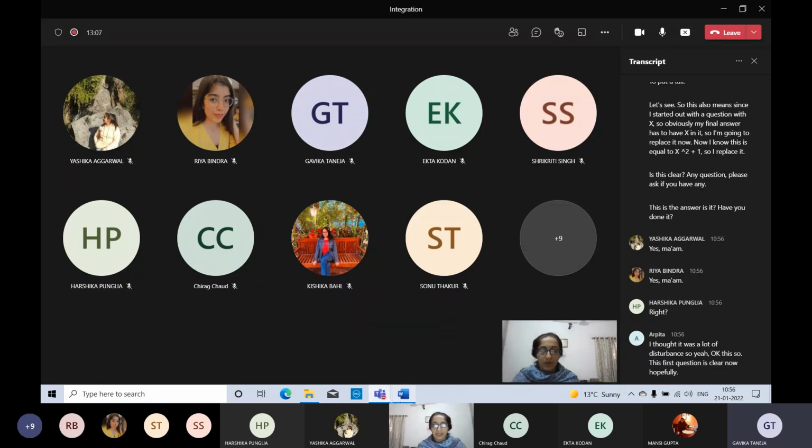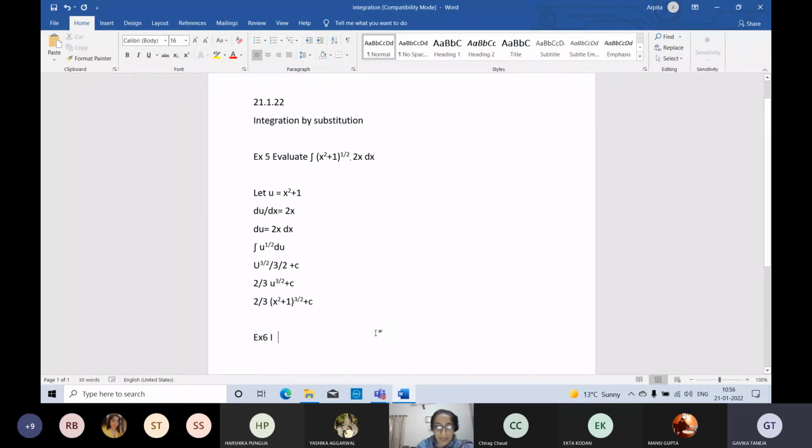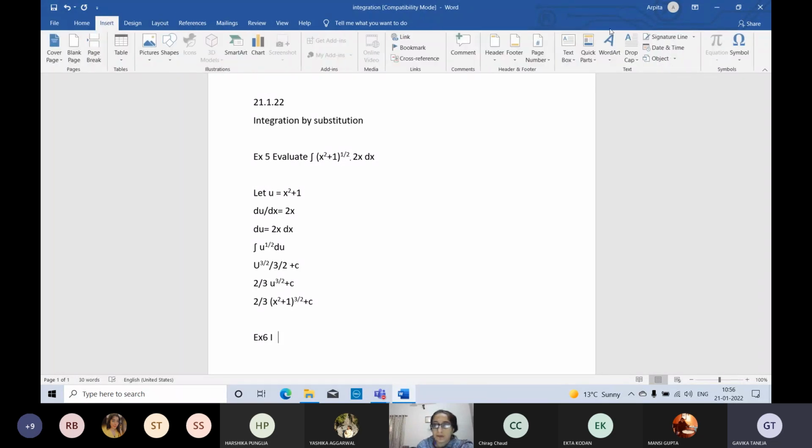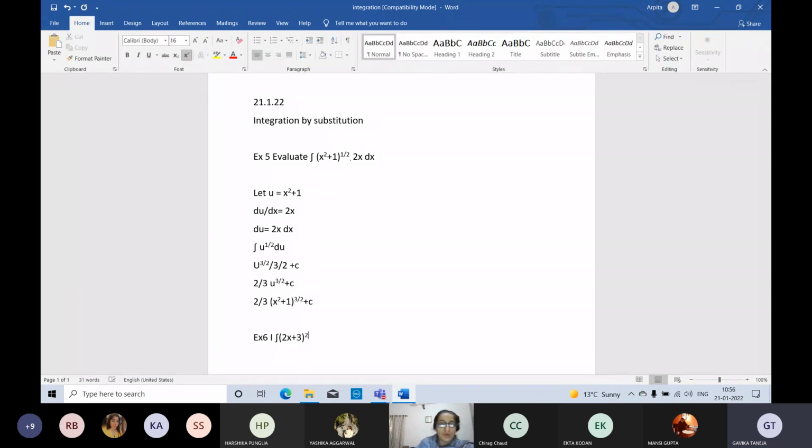Now let me give you another one and let's see if you could help me with that. The second question that we are using here is, the first part of example C. I'm going to integrate. So I have been given in the question (2x plus 3) raised to the power 2 dx.